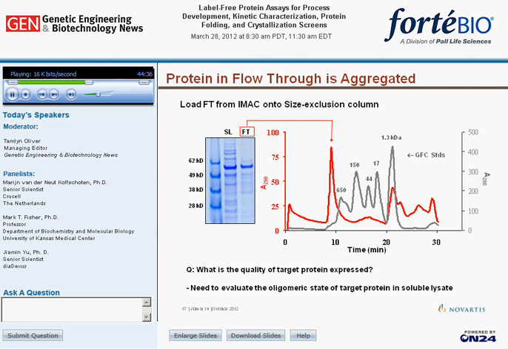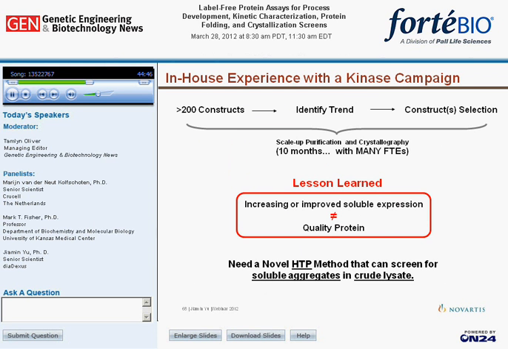This summarizes our in-house experience with this kinase campaign, which actually was done in 2006. The process involved screening through the constructs, identifying hits, and selecting constructs for scale-up purification and crystallization. For this kinase, the process was repeated several times. In the end, it took 10 months and many FTEs to get the crystal structure, and that actually was considered a huge success because many labs, both industrial and academic, had tried and failed to get the structure over several decades.